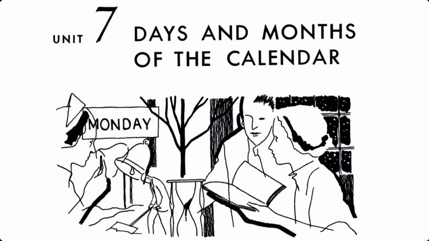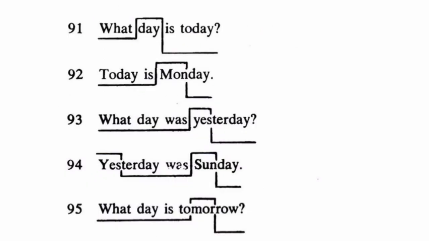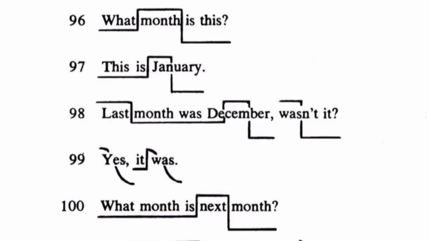Days and months of the calendar. What day is today? Today is Monday. What day was yesterday? Yesterday was Sunday. What day is tomorrow? What month is this? This is January. Last month was December, wasn't it? Yes, it was. What month is next month?